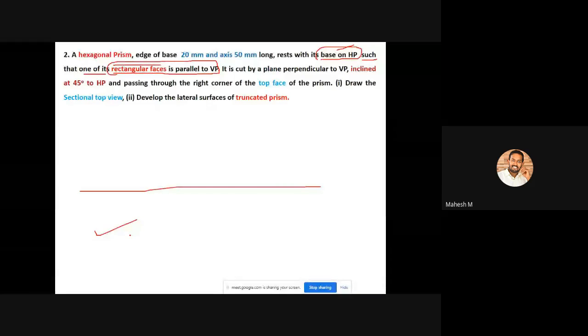Sir, I think it is edge pentagon, sir. Edge hexagon, sir. Edge hexagon. Okay. So I will create the edge hexagon first. Please don't switch off your mic. So this one is the edge hexagon, right?